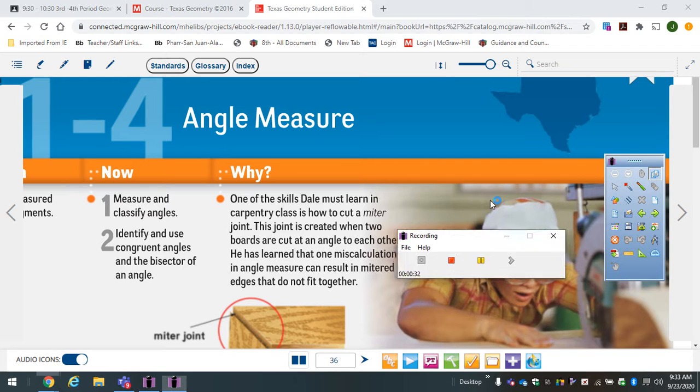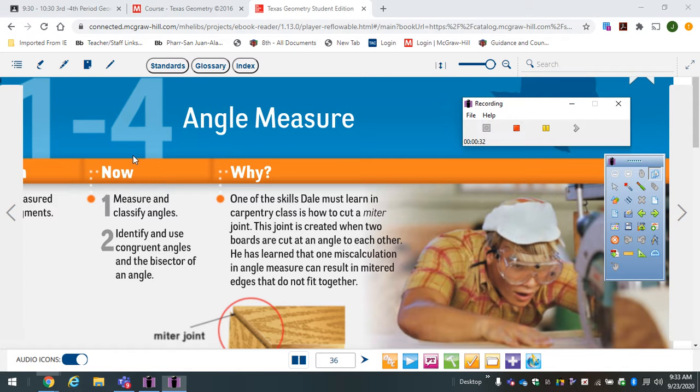Okay, so here we go. Start coming down to 1.4. 1.4, I'm sorry. Y'all see it? 1.4. That's why when it comes to 1.4, we're going to talk about angle measure. Just thinking about this, guys, I think we're going to test on Friday.